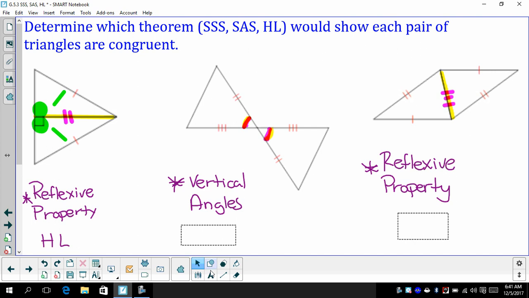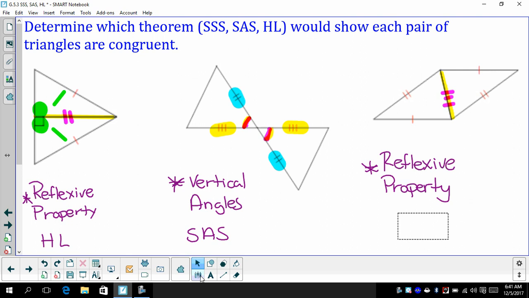Here I have two pairs of sides congruent. I have one right there. I have another right there. And then I have the included angle. I have the angle in between the blue and yellow sides in each triangle are congruent to each other. So this is an example of the side angle side theorem.